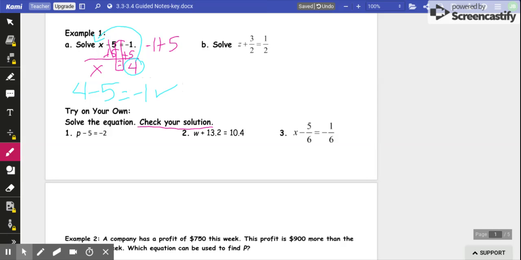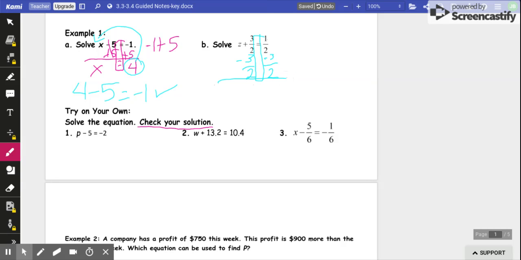Okay, let's look at B. It says solve z plus 3 halves equals 1 half. Right now I see that I have a plus 3 over 2, so I want to undo the plus 3 halves. That means I want to subtract it, because the opposite operation of adding 3 halves is to subtract 3 halves. Again, we're going to do it to both sides of that equal sign.